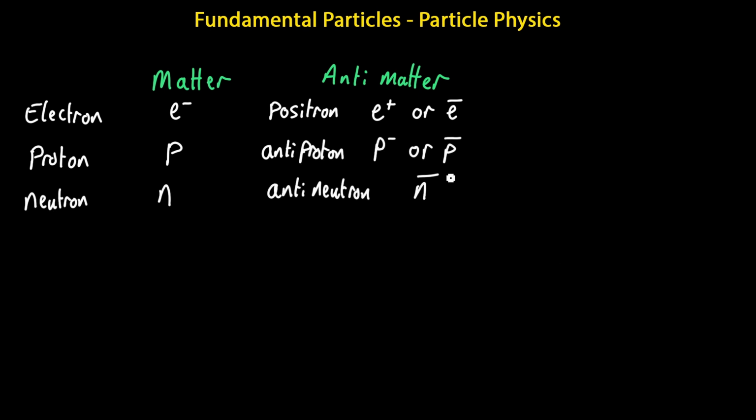So for the electron and proton, the antimatter equivalent would be written like this, where the e would have a positive sign or a bar over the top. The antiproton would have a negative sign, the opposite sign to the charge of a matter proton, and the anti-neutron would have a bar over the top.